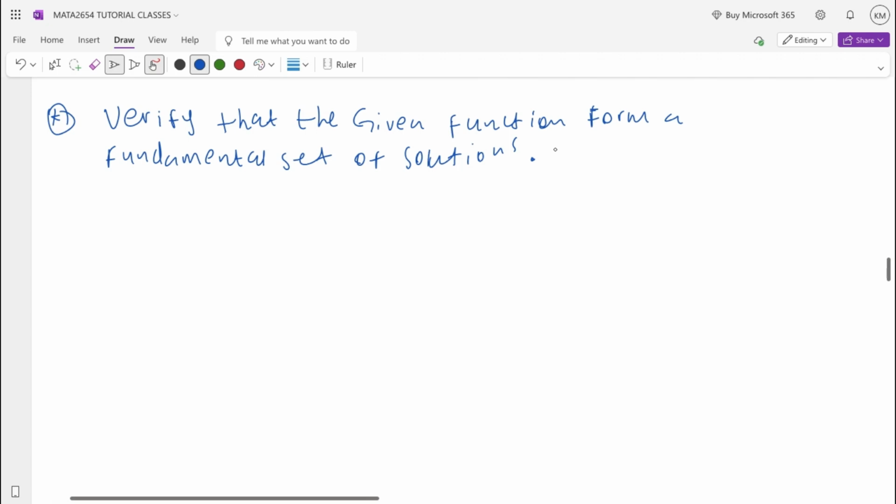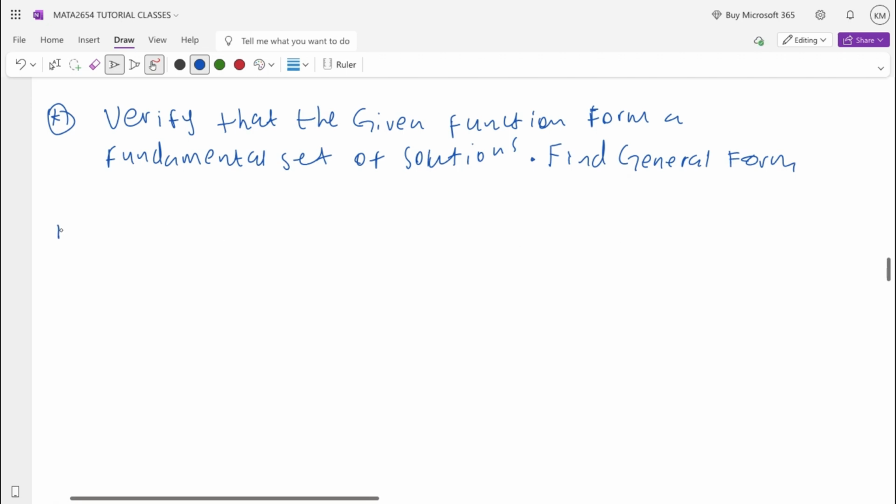Then, if they do, then find the general form, general form or general solution. I mean, it's just interchanging of words.